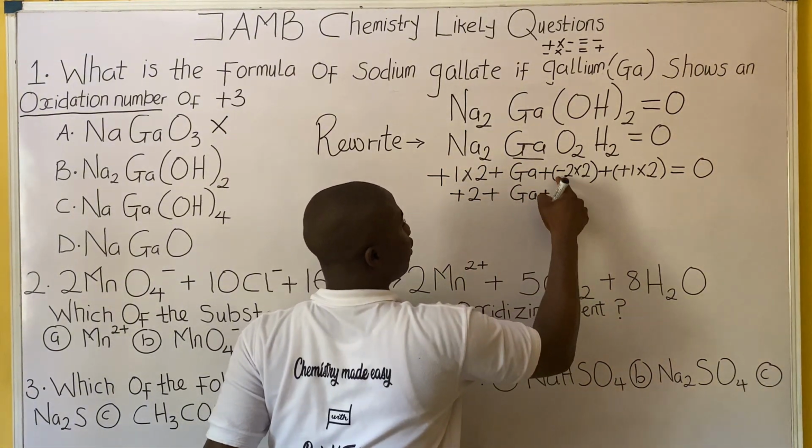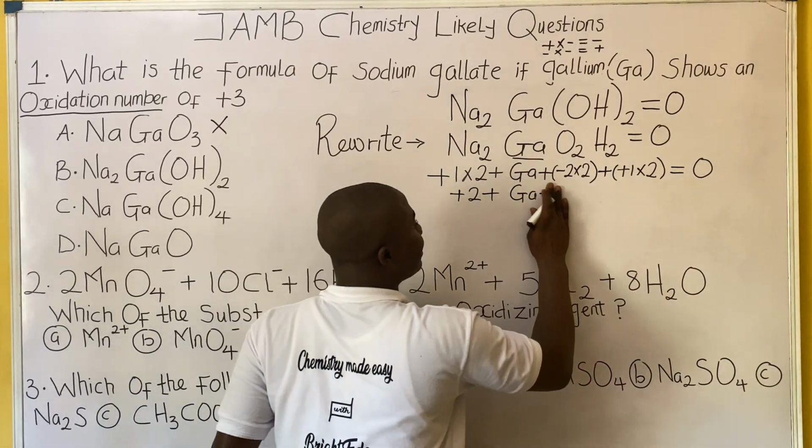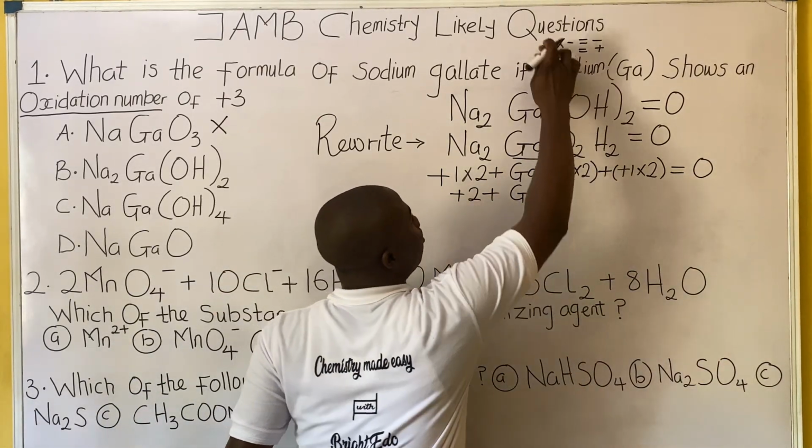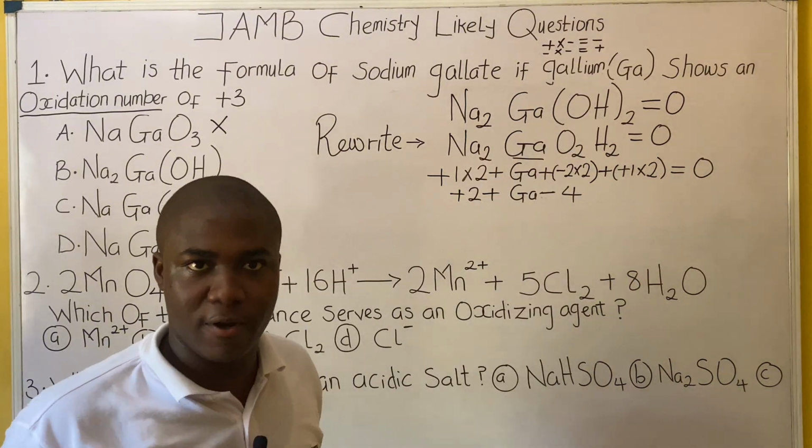Here becomes plus, but here is minus 2 times 2. 2 times 2 is 4, that's minus 4. All right. And we already know that plus times minus is minus, so everything becomes minus 4. Do you understand? It's very simple.